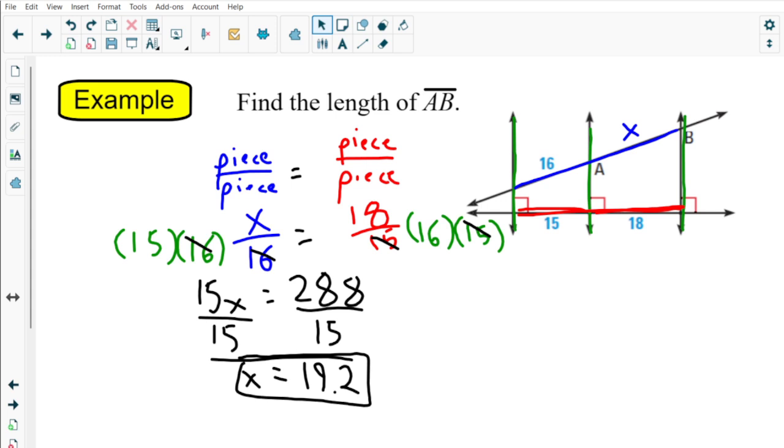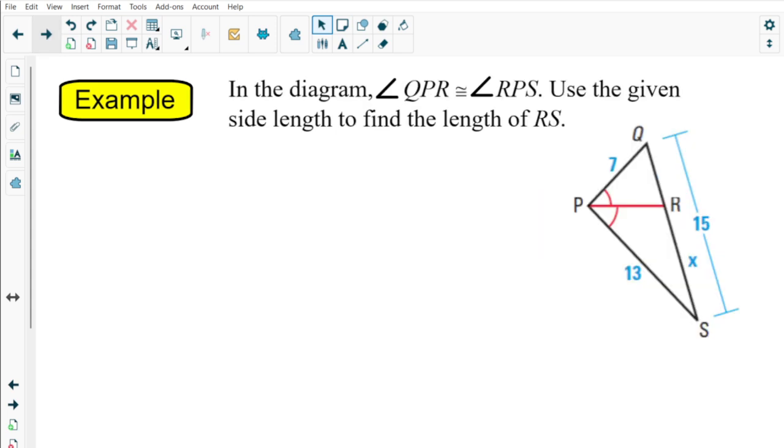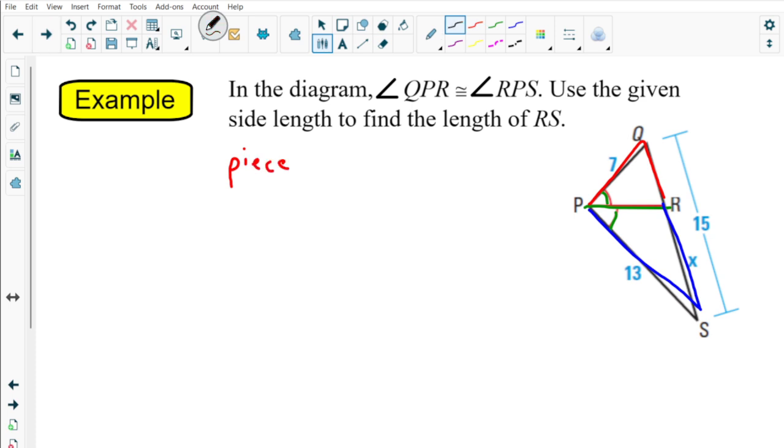We're going to do a couple more. Here is our other setup for the day. Here comes the bisector cutting through, which divides us into two different sections of the triangle. So here comes our proportion. We have our piece over piece equaling side over side.